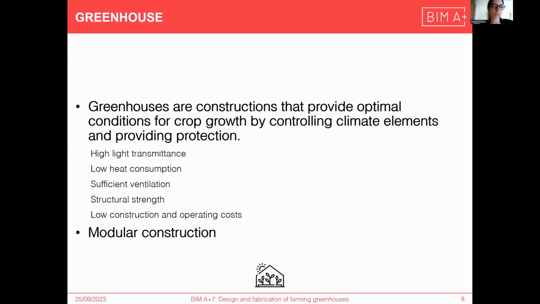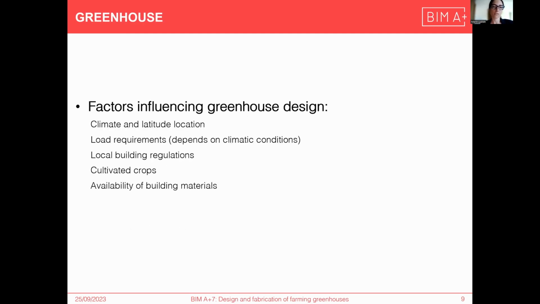First, we have to understand the structures that we are trying to produce, and those are greenhouses. Greenhouses are constructions that provide optimal conditions for crop growth by controlling climate elements and providing protection. They should provide high light transmittance, structural strength, they should be feasible, and they should provide good ventilation and many other factors. These are modular constructions. Factors that influence design are latitude, cultivated crops, building regulations, etc.